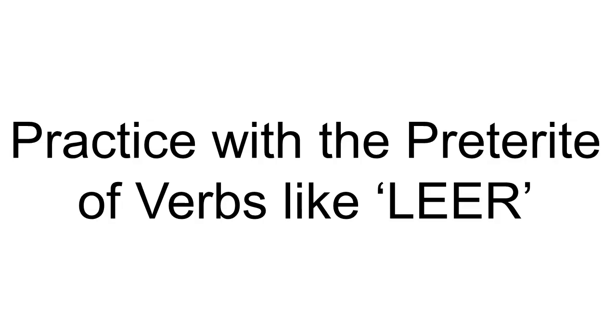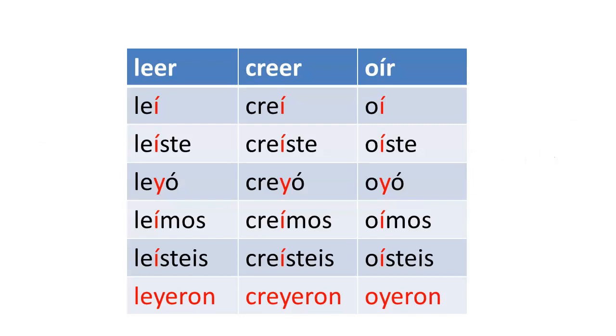So let's continue. So the verb leer in the preterite is irregular. In other words, you just have to memorize the forms, and native speakers just memorize this through practice. So that's what you have to do. So let's take a look at how we conjugate leer in the preterite. Now the endings are very similar to the endings that you've learned.